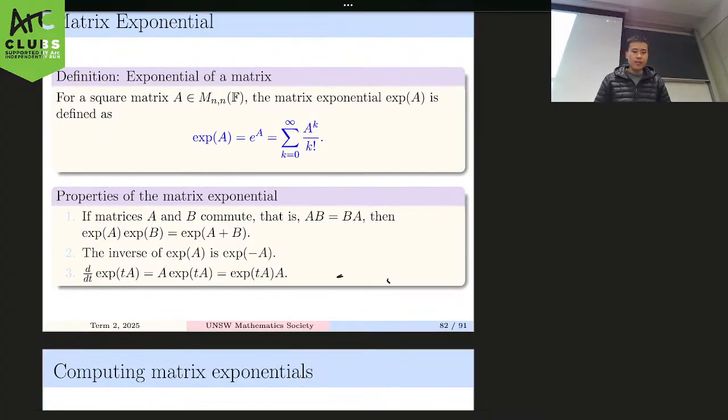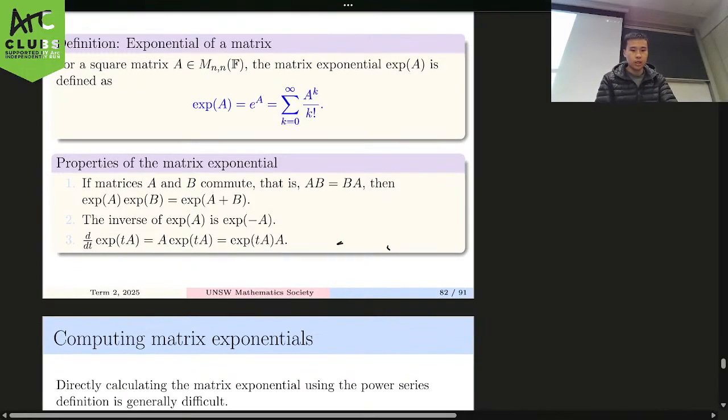So if the matrices commute, that is, AB equals BA, then you can split up the matrices or combine them. It's similar to the real numbers, like scalars. Then the inverse of the exponential of A is going to be the exponential of the negative of A. So again, it aligns with our scalar field understanding.